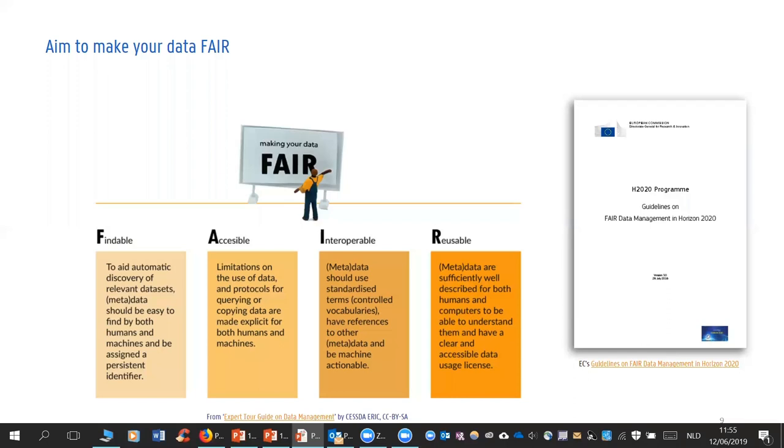So the aim is to make your data FAIR, and FAIR is findable, accessible, interoperable, and reusable. So what is that about? Findable means that your data set can be found not only by humans or people who know your project, but also, for example, by Google if you're looking for a certain data set. Accessible means if there's any limitation on the use of your data. So that is clear that people know how to use your data and where they can find it and they can open it. Also, both for humans and for machines.